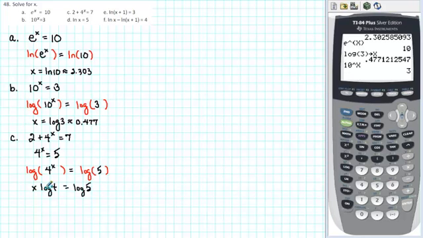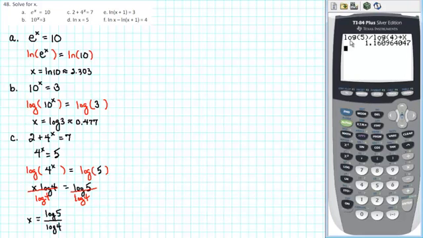x is being multiplied by the log of 4, so to undo that multiplication we can use division. Divide both sides by the log of 4. The solution to our equation is x is equal to the logarithm of 5 divided by the logarithm of 4. We can use our calculator to check, just like we've done previously. First of all, store the logarithm of 5 divided by the logarithm of 4 as x. We can see that the approximate result is 1.161.